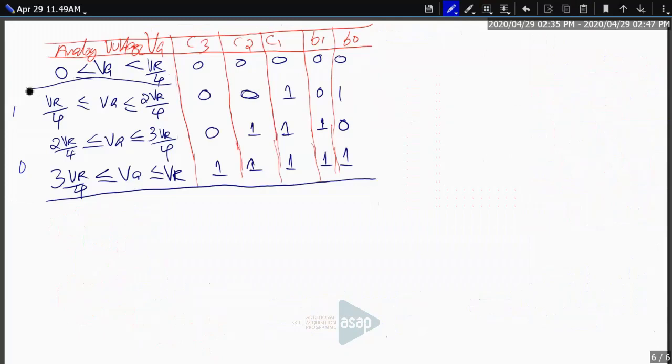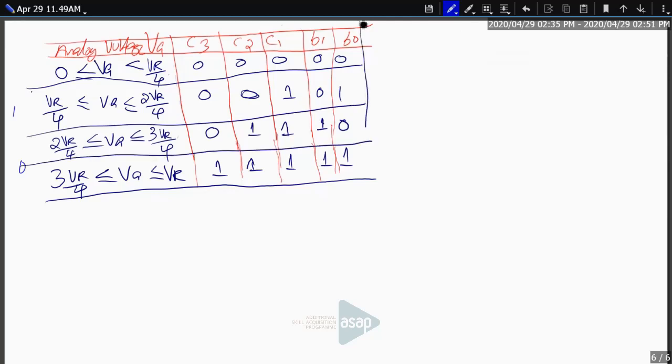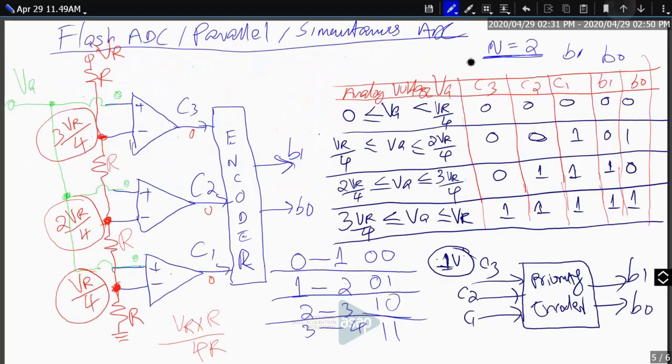So this is the first, second, and third comparators we have. If all the comparator outputs are 0, 0, 0, that is naturally 0. Then if only C1 is high, that means it is the first, and that is why it is coded as 0, 1. When C2 is high, naturally C1 will also be high because the voltage is larger than 2 VR by 4.